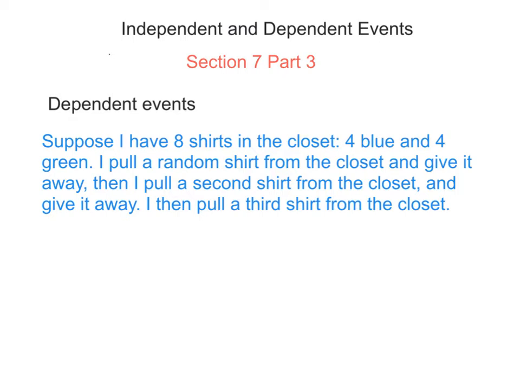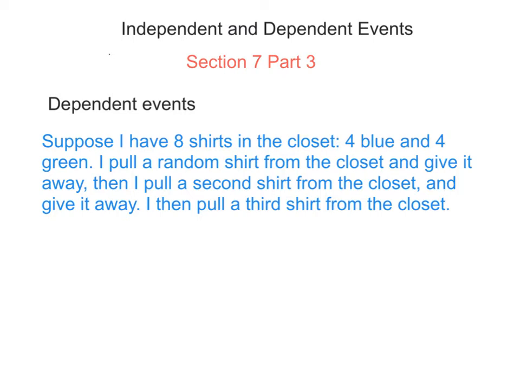Now the key phrase in this is, I give them away. What makes this a dependent event is I am not replacing them. I'm not putting them back in the closet so I can pull them again. Once I take them out of the closet, I am not putting them back into the pile. And that's what makes it a dependent event. Why? Because when I pull the first one, I've now changed the probability of the other ones being chosen.